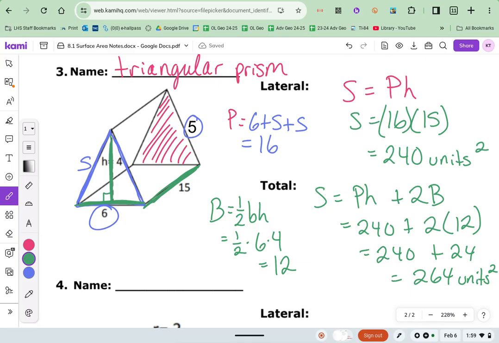Base and height are perpendicular. Yeah, base and height are always perpendicular to each other, so they meet at a right angle. So that's how you can figure out, like, in your triangle, which one's the base and the height, because they should meet at a right angle.